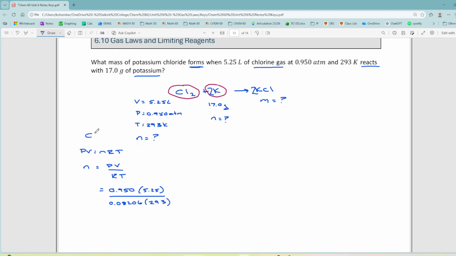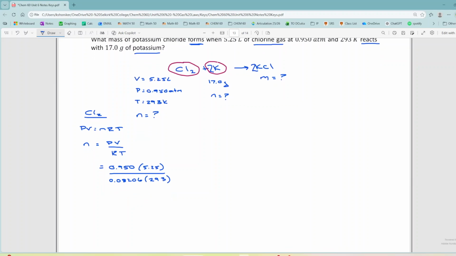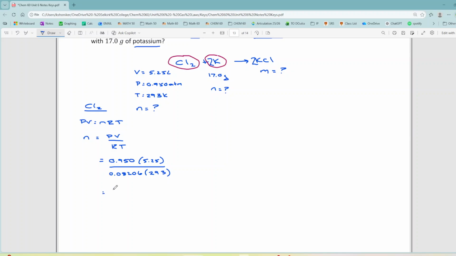So this is going to be the moles of chlorine that I have. So I'm going to get this answer. I'm going to go 0.95 times 5.25 divided by 0.08206, and then I go divided by 293. But you're more than welcome to go bracket and multiply between. But I get, I'm going to keep track of sig figs, 0.207 moles of chlorine. That's how much I have.